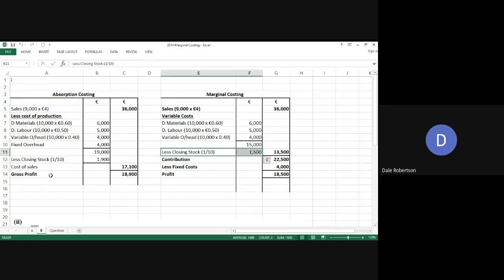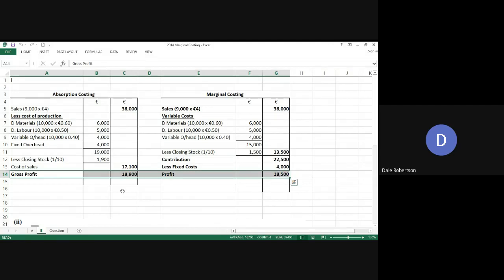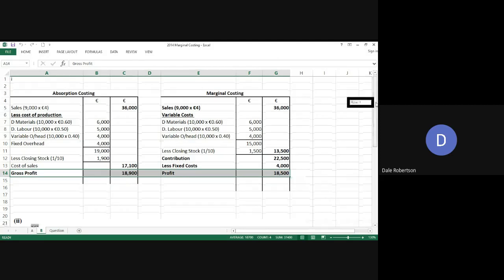And therefore, you're going to have two different gross profits. You have a gross profit of 18,900 with absorption, and you have a gross profit of 18,500 with marginal costing. And that's asked in part B to explain the difference between marginal and absorption costing, which I'm going to show you now, and indicate which should be used for financial accounting.